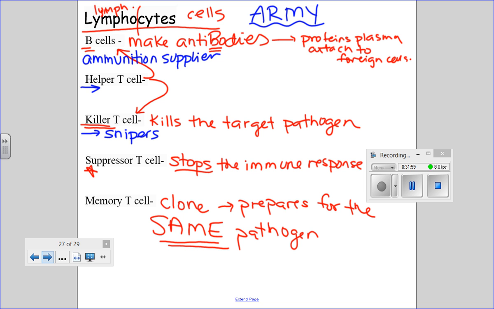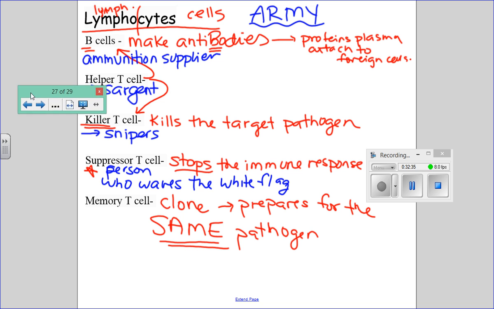It's often the sergeant. It doesn't have to be sergeant, but what I mean is it's like the assistant. It's not the main guy, it's the assistant, running around helping, making sure everybody else is doing their job. The suppressor T cell is the person who waves the flag, specifically the white flag. So we're done, war is over, battle is finished, white flag means it's over, we're done fighting.